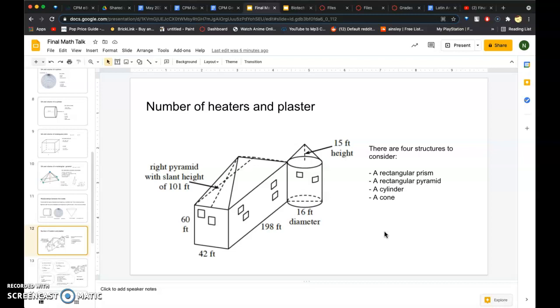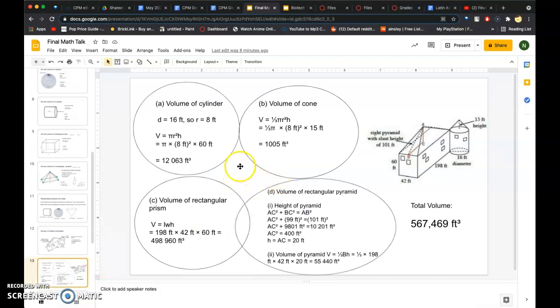So first off, there's four structures to consider in the problem. There's a rectangular prism, a rectangular pyramid, a cylinder, and a cone. We're given the length, width, and height of the rectangular prism, which we can later use to find the rectangular pyramid, and we're given the diameter of the cylinder, which we'll use to find the cylinder and the cone. So first off, we'll start with the cylinder.